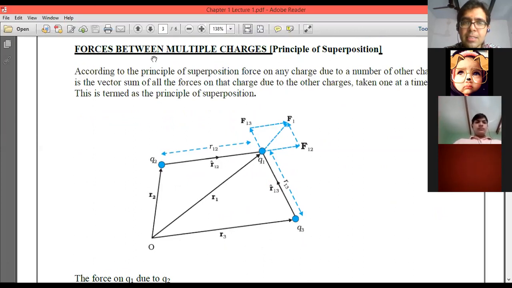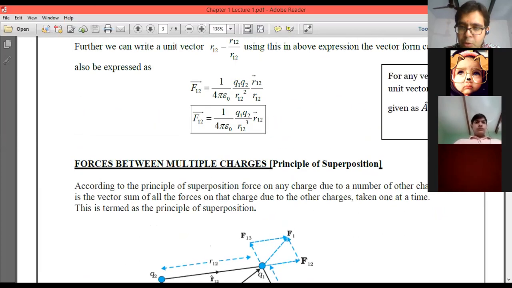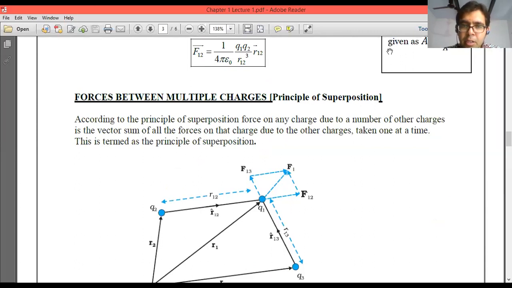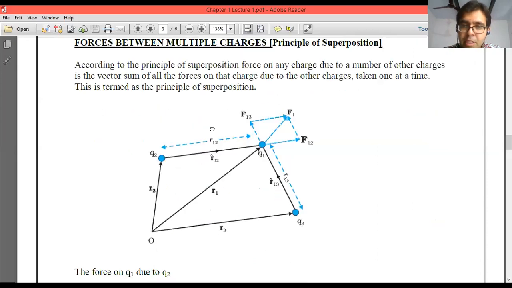That has been given to us by the principle of superposition. What the superposition principle tells us is that the force on any charge due to a number of other charges is the vector sum of all the forces on that charge due to the other charges taken one at a time. This is known as the principle of superposition.